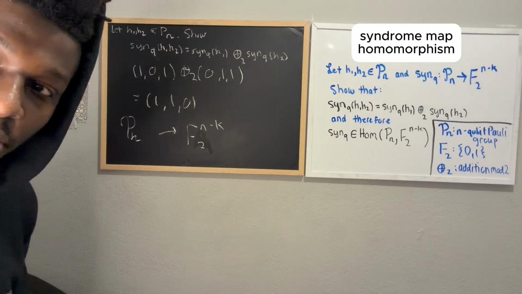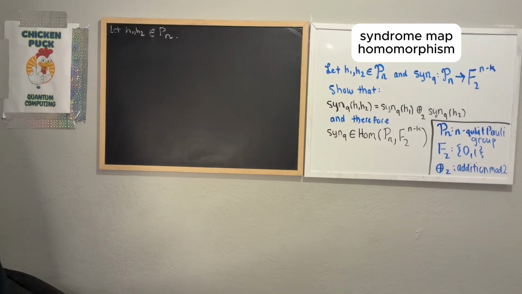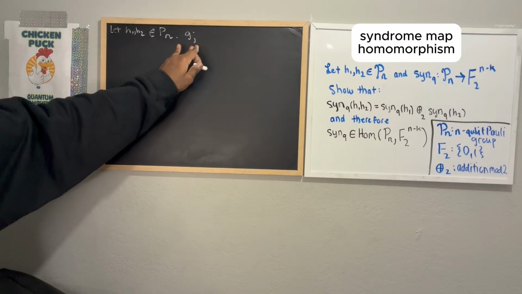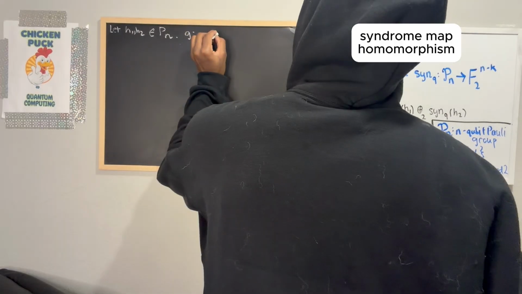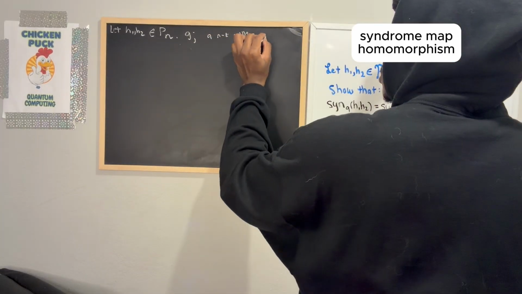So here is the proof. Let h1, h2 be in Pn. And then we're going to let g_j be one of the n minus k generators of the stabilizer S. So we have g_j, an n minus k generator of the stabilizer S.